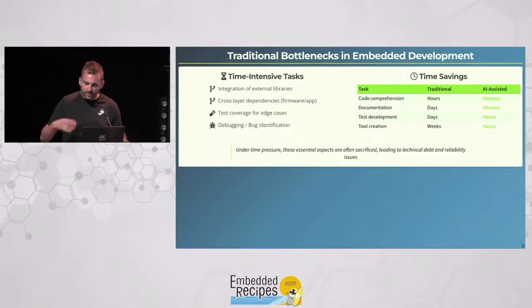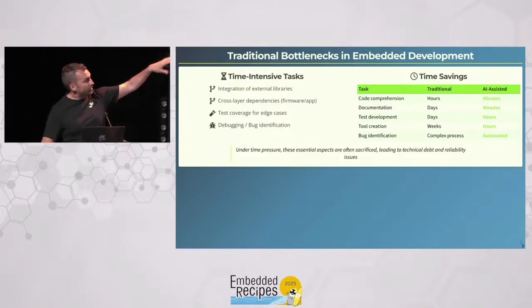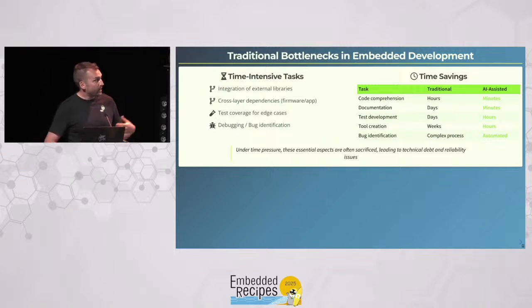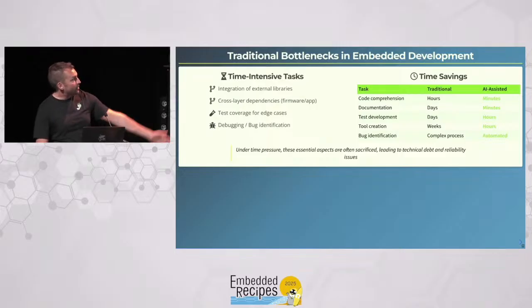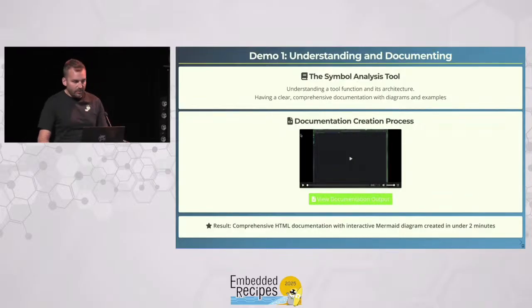I'm going to present a few recorded sessions that I did that will showcase one entry for each of them. And we also have bug identification. Generally, when you write a bug, you don't know about it, so finding it can take a huge amount of time. Using AI, you might be able to catch a few bugs even before deploying, which is pretty cool. Under time pressure, essential aspects are often sacrificed, leading to problems afterwards. So I developed a tool. Let me check if I can show it here.